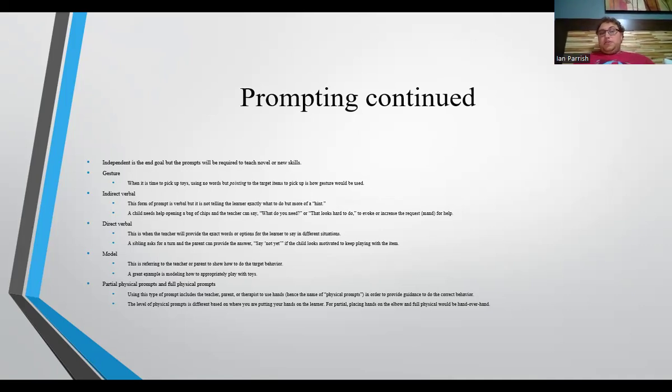Direct prompt, the next level of the hierarchy. This is when you do use your verbal voice to give them the answer they need to say. So their sibling wants a turn with a toy. If you observe the child is motivated to keep playing with the toy and doesn't want to share, then instead of the child screaming, you tell them to say, quote, "not yet," so they know they need to say "not yet" to escape their sibling momentarily and keep playing.